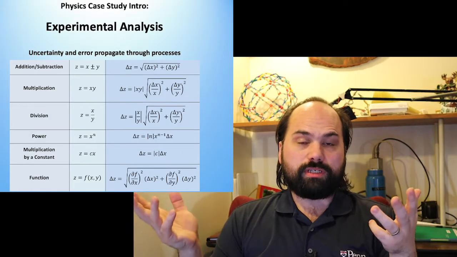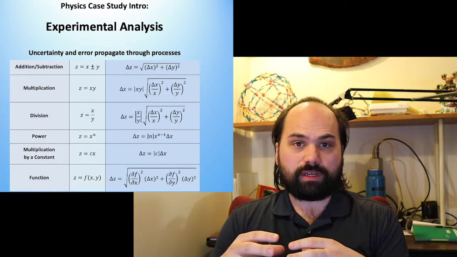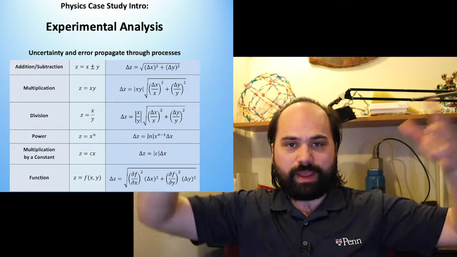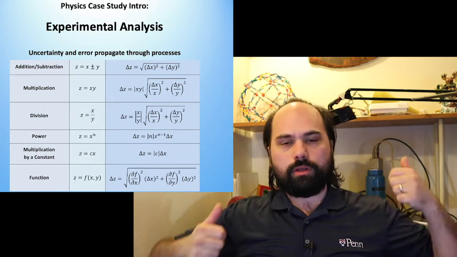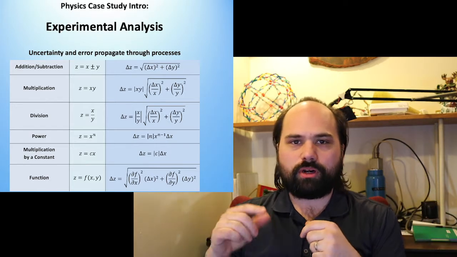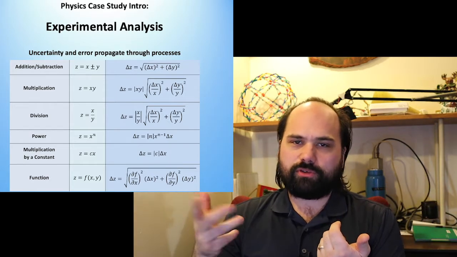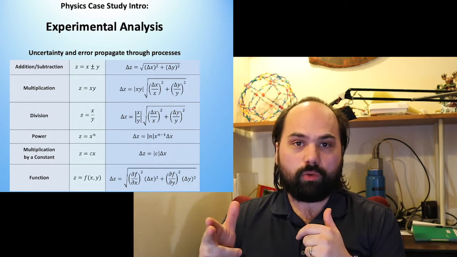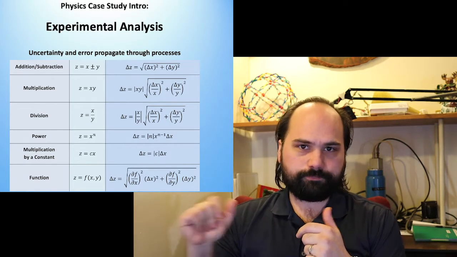Error and uncertainty can propagate. If you have some unknown and it interacts with another unknown, it's going to expand outwards somehow, like these rules are. I don't expect you to memorize them. You shouldn't be writing these down. They're things you can look up. What's important is that you know there is a system to handle this.